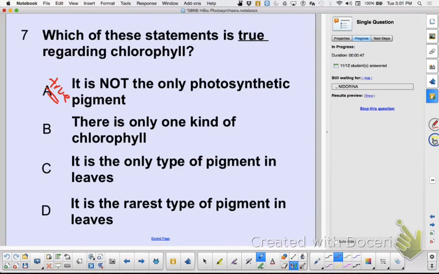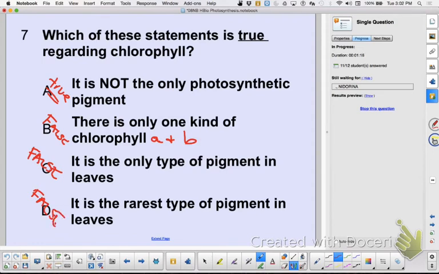What other pigments do you have? Carotenoids, xanthophylls. There is only one kind of chlorophyll. True or false? False, because you know there's chlorophyll A and B. Is it the only type of pigment in the leaves? No, there's others. This is false. It is the rarest type of pigment in the leaves. False.